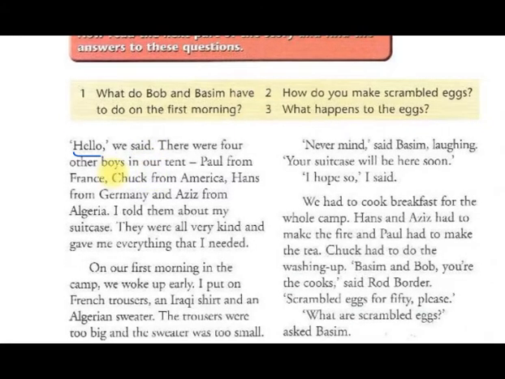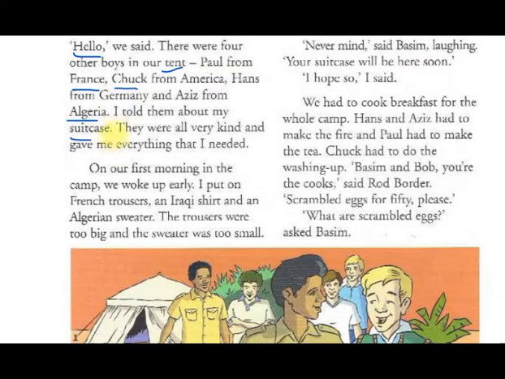Let's read together. We said there were 4 other boys in our tent. Tent means the khaima. Paul from France, Chuck from America, Hans from Germany, and Aziz from Algeria. Algeria is Al-Jazair. I told them about my suitcase. They were all very kind and gave me everything that I needed.